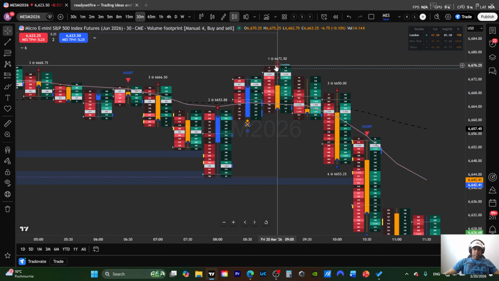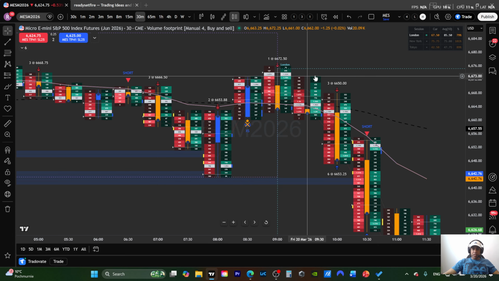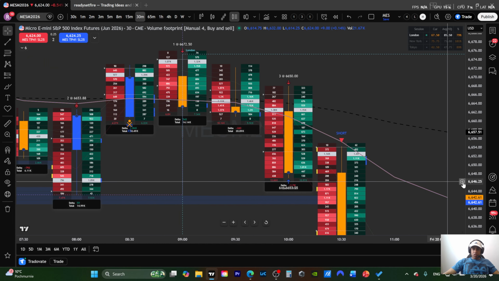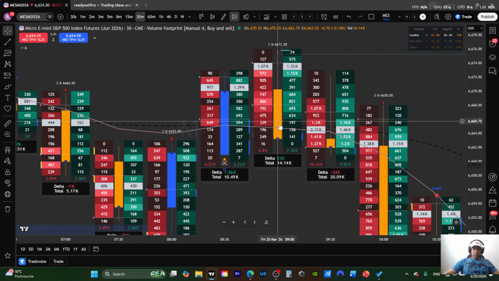This is the highest it got, right? That was before the London session. When the London session started, let's see what happened over here. This candle right here closed very strong, right? The first 30-minute candle on the London session.